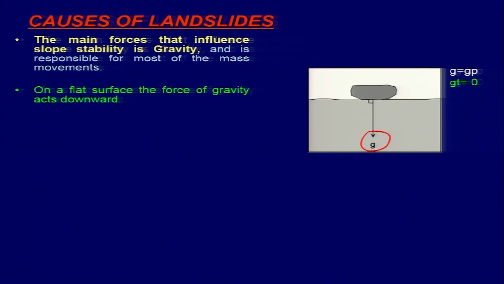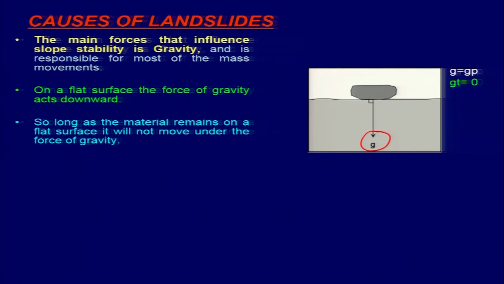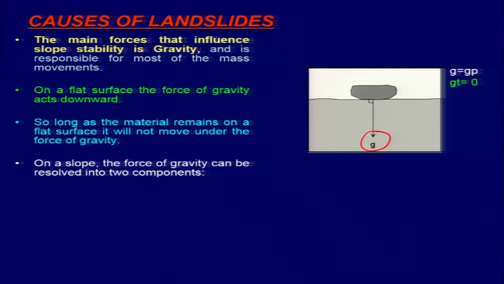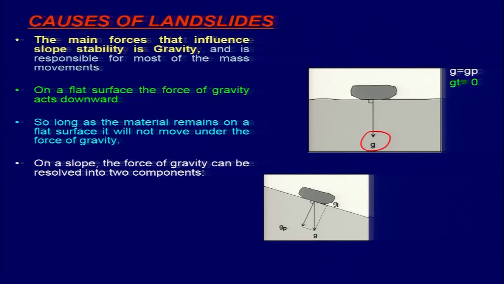So in this case, the G is equal to Gp, whereas the Gt is almost 0, that is your shear stress or the driving force is almost 0 here. So it will not allow the material to move. As long as the material remains on a flat surface, it will not move under the force of gravity. On a slope, the force of gravity can be resolved into two components. So one is your Gt and another one is your Gp.